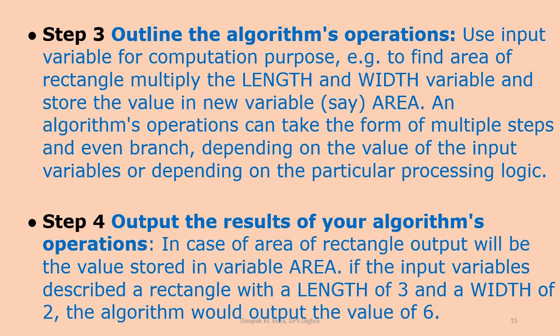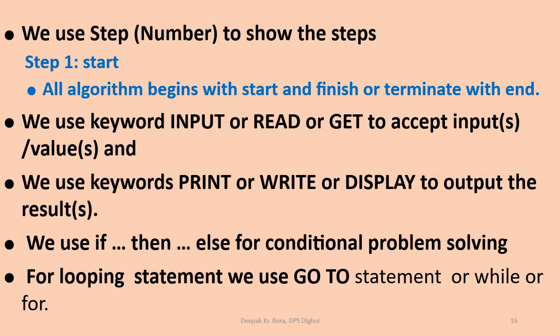Step 4. Output the result of your algorithm's operation. In the case of the area of a rectangle, the output will be the value stored in the variable area. If the input variables described a rectangle with a length of 3 and width of 2, the algorithm would output the value of 6. To write an algorithm, we use step numbers to show the steps, as shown below.